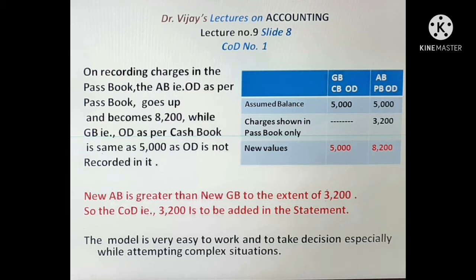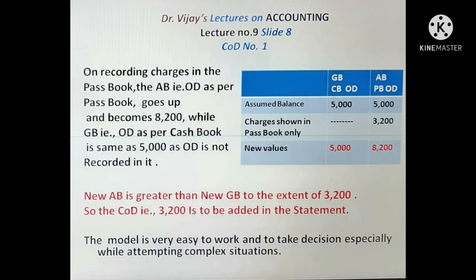First column is GB, cash book overdrafts, and next column is arrived balance, AB, passbook overdrafts. Assumed balance is shown first, the same amount in both the books. Below that, the bank charges are shown. No entry for bank charges in the cash book so far, so that column is blank. It is shown in passbook overdrafts, AB column, 3,200. What is the result? Where there is overdraft, if bank charges are also recorded, overdraft will go up. As a result, in arrived balance, that is passbook, overdraft becomes 8,200. In cash book, it is 5,000 itself.